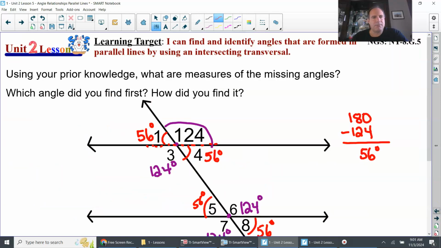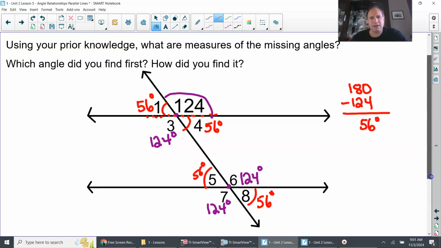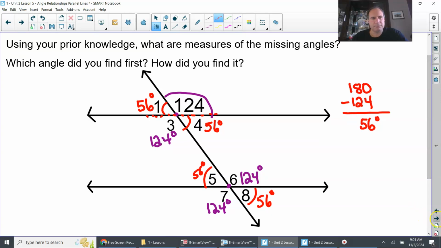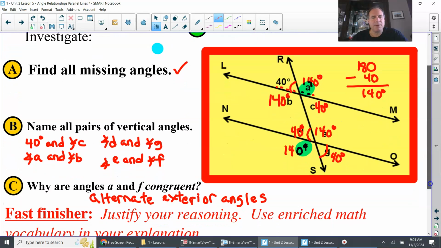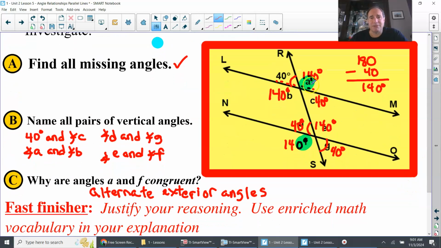All right. Remember, vertical angles meet directly in the middle. So if you could draw a little dot in the middle, just like that, that basically identifies that you have vertical angles. All right, and A and F are alternate exterior angles because they're across from each other and outside. So here we go with the next one.